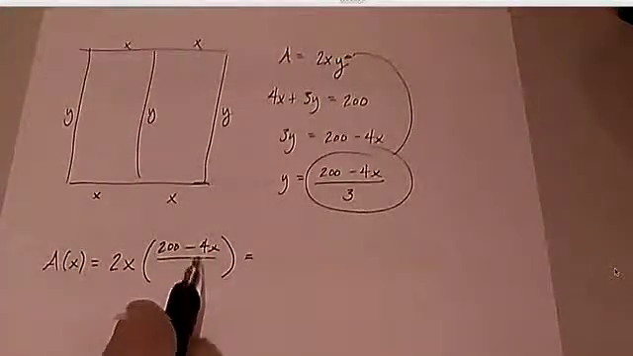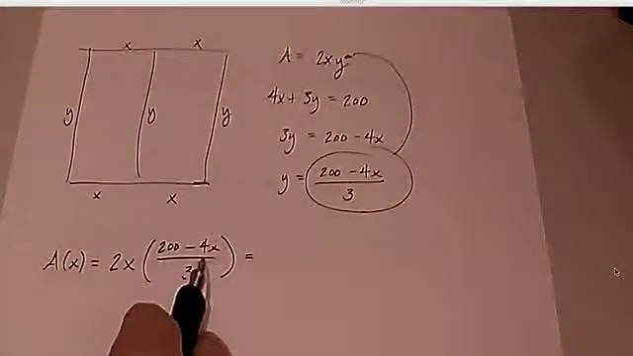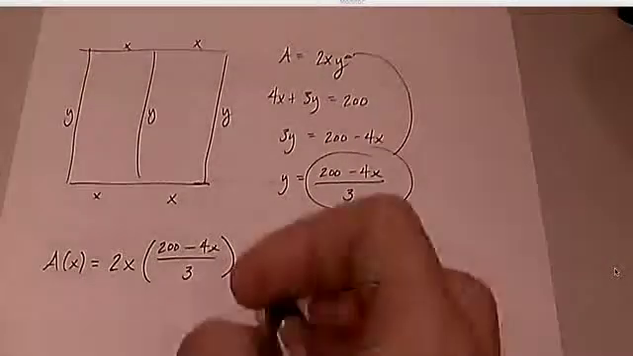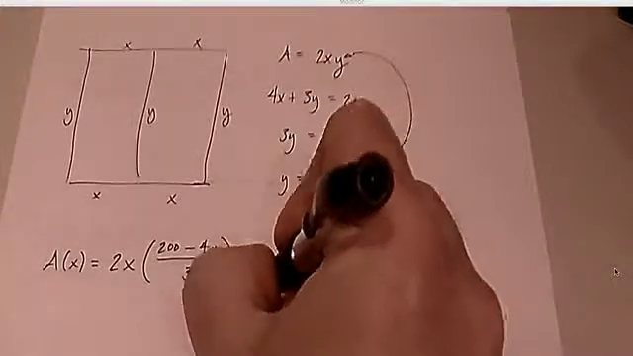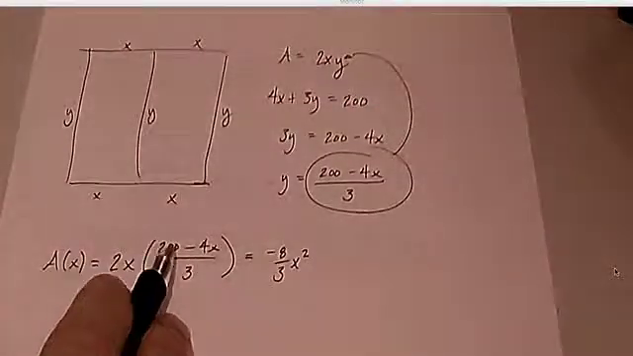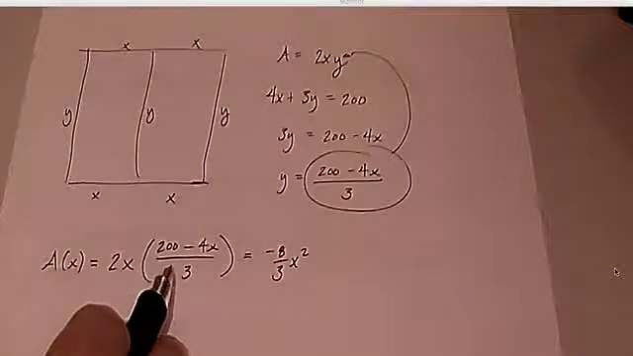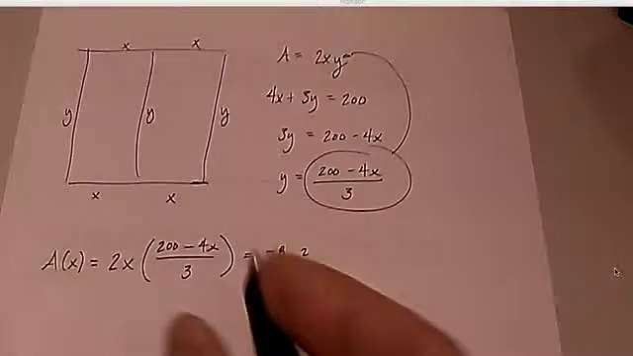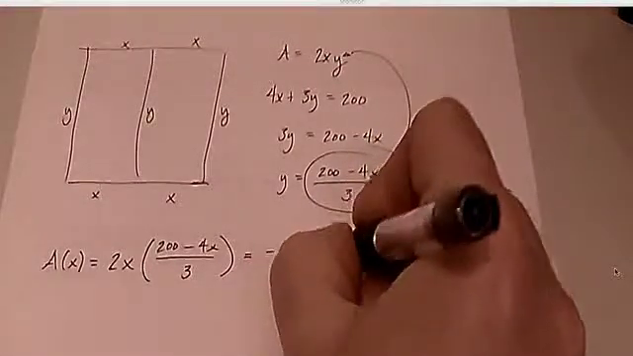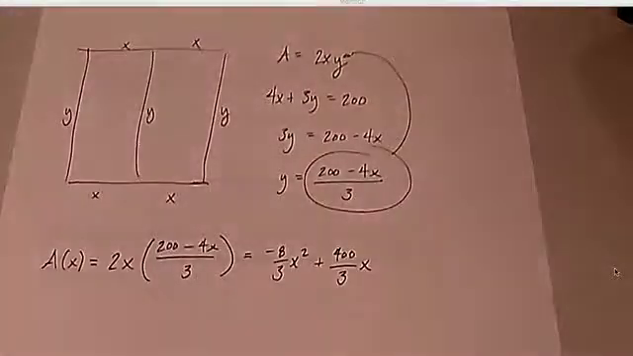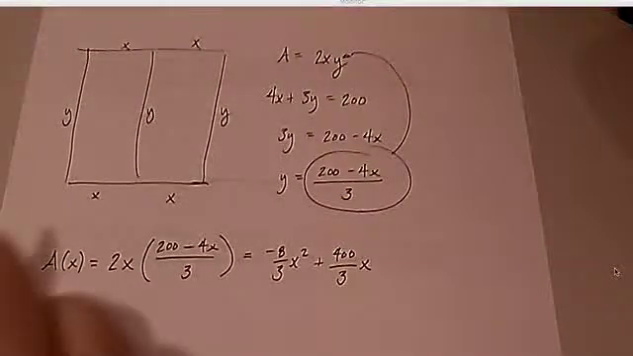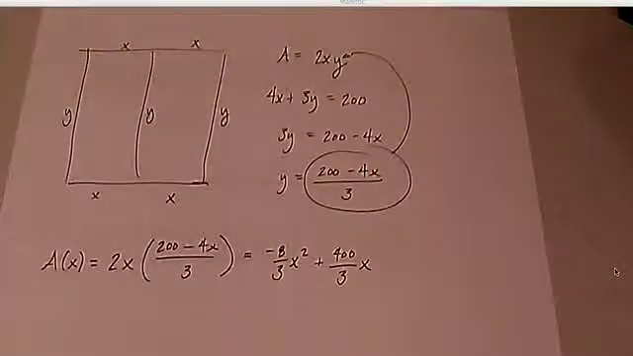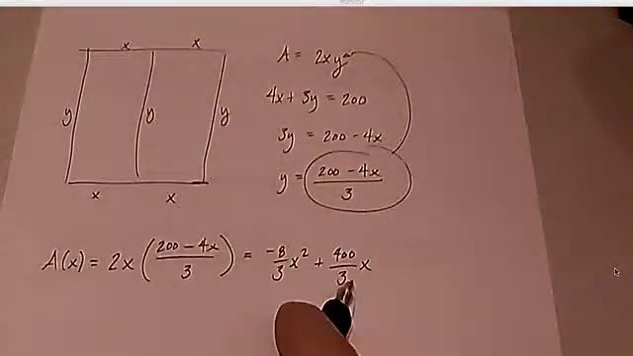Okay, well that's going to be negative 4/3 x. Negative 4/3 x times 2x is negative 8/3 x squared. Now this right here is 200 over 3, times 2x is 400 thirds x. That is the area of both corrals based upon the information that is given, such that I can actually write it in terms of a single variable.